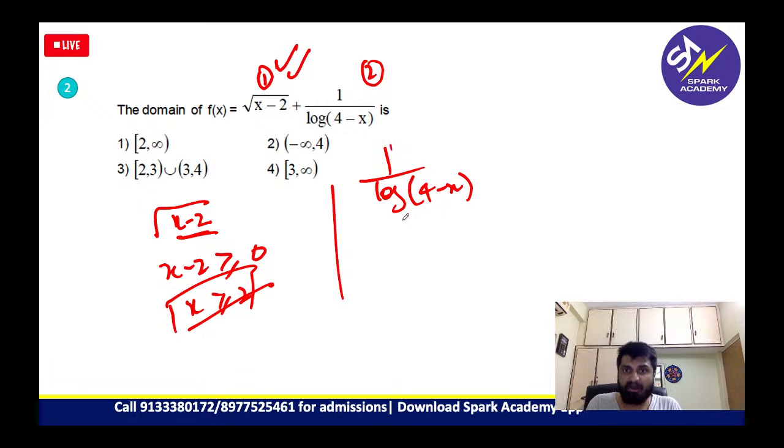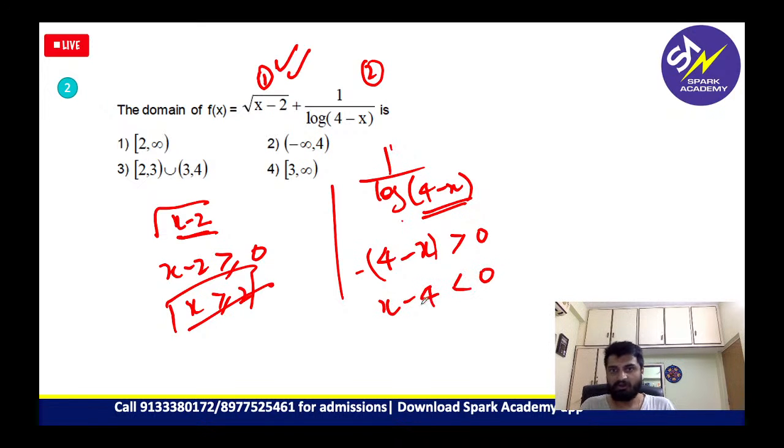What about the second part? You have 1 by log. 1 by log means what? This 4 minus x should obviously be greater than 0. This 4 minus x should be greater than 0. And what else, guys? So 4 minus x greater than 0 means if I give negative on both sides, x minus 4 should be less than 0 or x should be less than 4. Right? Again, why am I writing not equal to? I'm not writing including equal to. Why? Because it's a log function, right?